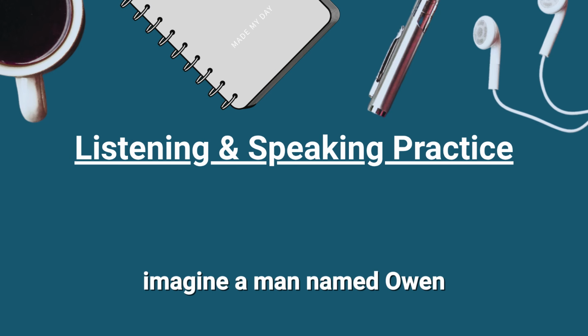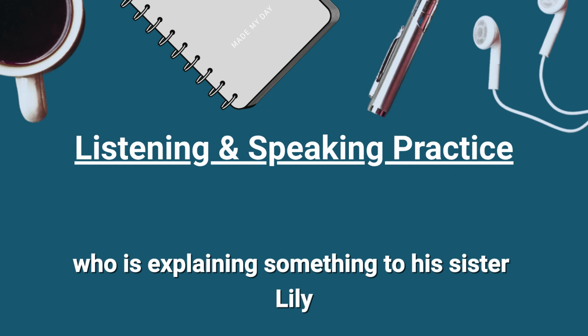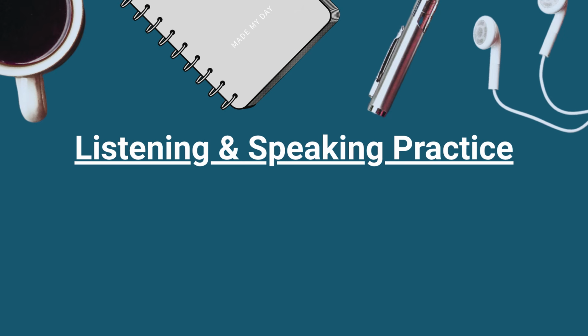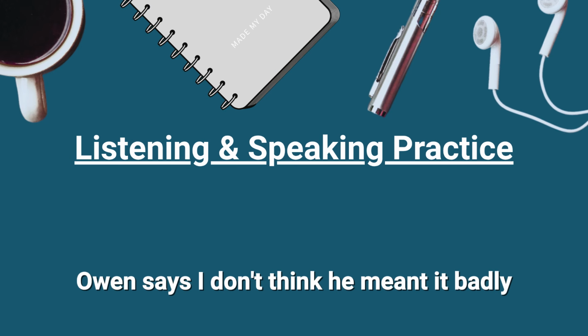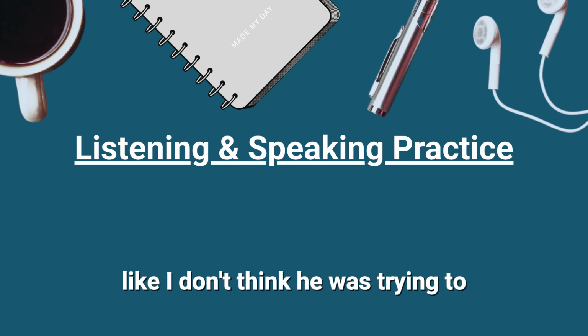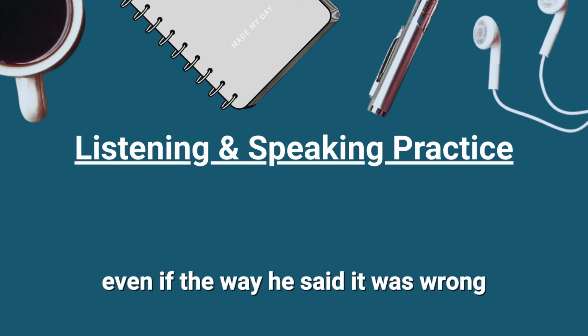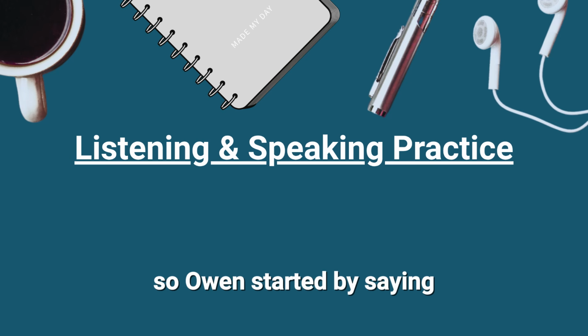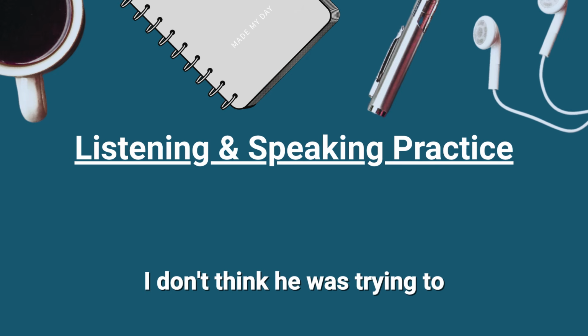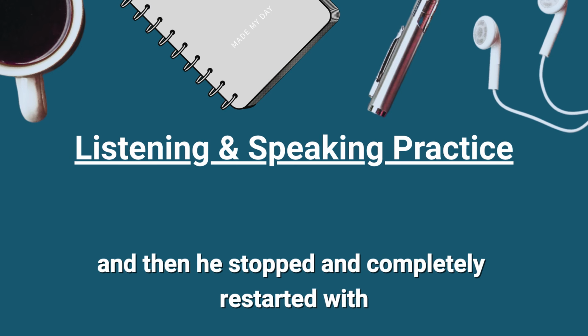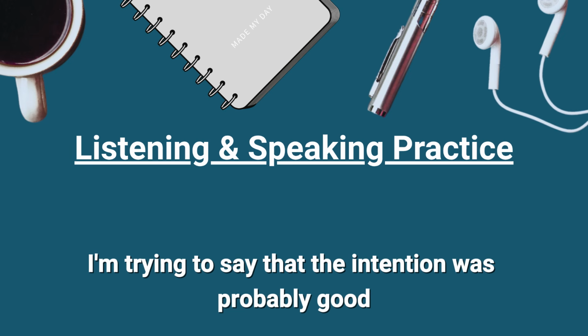Imagine a man named Owen who is explaining something to his sister, Lily. Owen says, "I don't think he meant it badly. Like, I don't think he was trying to. I'm trying to say that the intention was probably good, even if the way he said it was wrong." So Owen started by saying, "I don't think he was trying to," and then he stopped and completely restarted with, "I'm trying to say that the intention was probably good."